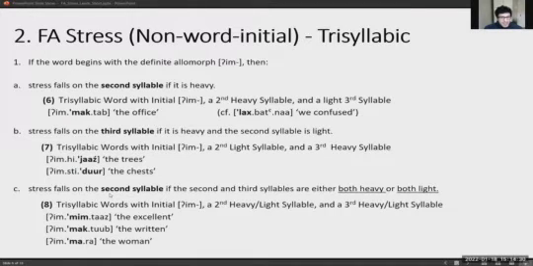Now, if the second and third syllables are either both heavy or both light, then stress falls on the second syllable, as in the word mara. So you'd say mara. Here you have the second and third syllables being light, so the second syllable is stressed. Or you would say maktub. You would have two heavy syllables, but stress would fall on the second syllable in this case.